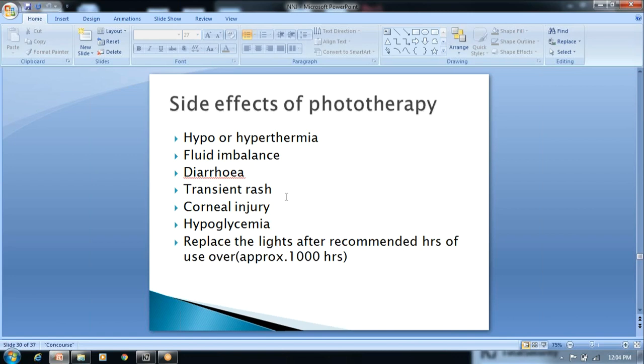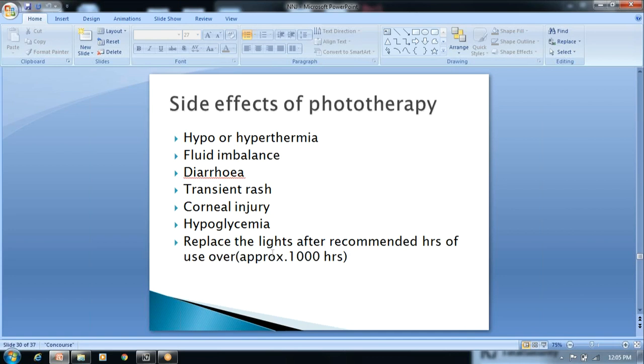Then coming to the side effects of phototherapy, usually because of the lights, they may have thermal instability, hypo or hyperthermia, or they may go into dehydration because of insensible water loss. There is a chance of diarrhea, loose motions, a transient flea-bitten rash, and corneal injury. We have to close the eyes when we put the newborn on phototherapy. Hypoglycemia is also very important, so you have to give frequent feeding, and we have to encourage breastfeeding to replace these losses.